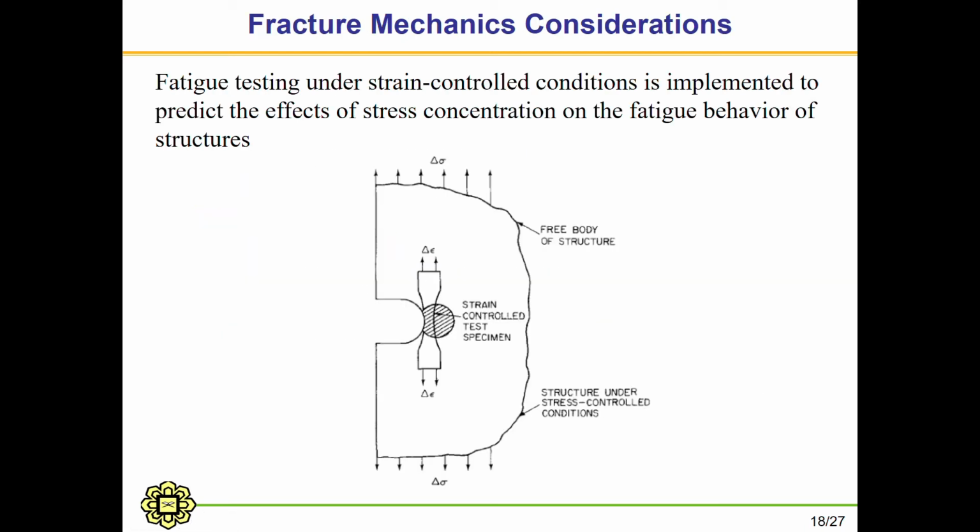Okay, for the fracture mechanics considerations, fatigue testing under strain control condition is implemented to predict the effects of stress concentration on the fatigue behavior of structure. So strain control means we fix the deformation while we vary the load. So if you see here, the strain control test specimen as in this case, and then we put this on the top of the free body of the structure. From that, the structure is under stress control condition. Okay.